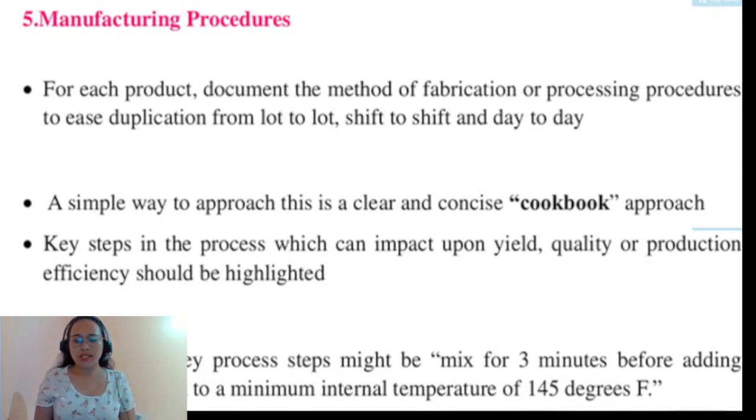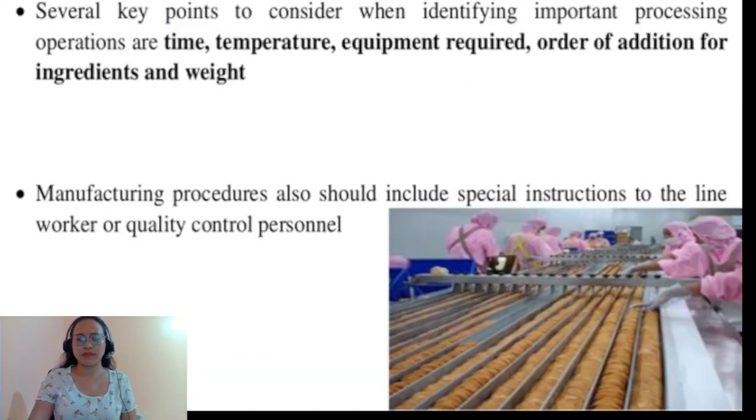Examples of key process steps might be mix for 3 minutes before adding spices or cook to a minimum internal temperature of 145 degrees Fahrenheit. The several key points to consider when identifying important processing operations are time, temperature, equipment required, order of addition for ingredients, and weight. So manufacturing procedures also should include special instructions to the line worker or quality control personnel.